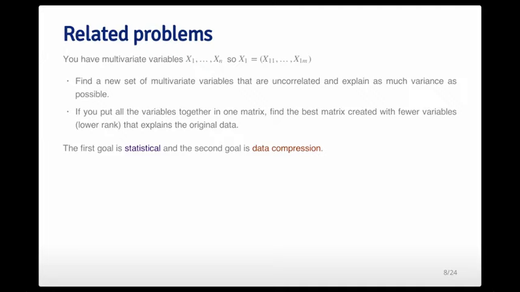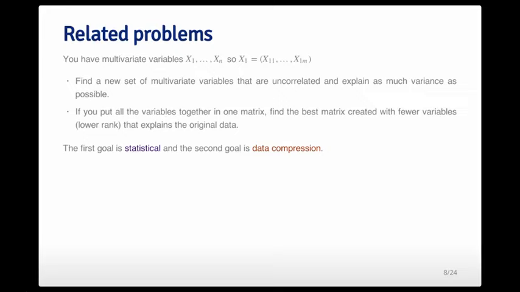So another related problem is that if you put all the variables together in one matrix, like the matrix that we showed in the image, you want to find the best matrix created with fewer variables that still explains the original data. The more technical term is that you want to find a lower rank matrix that explains the original data reasonably well.